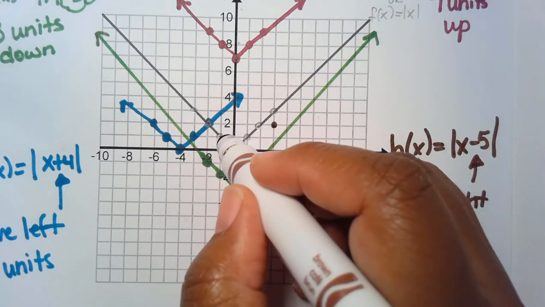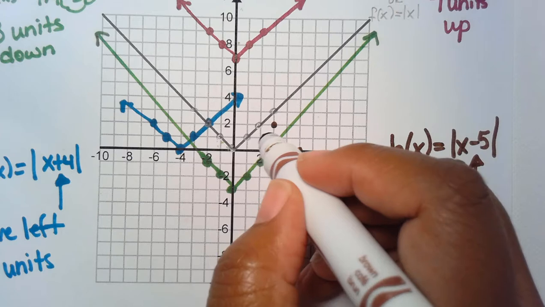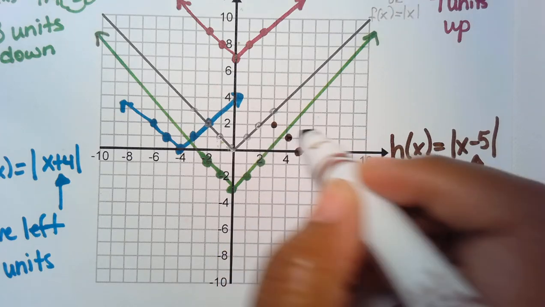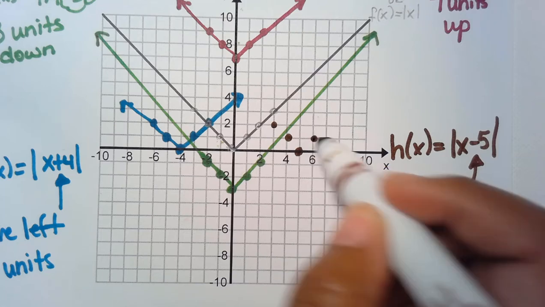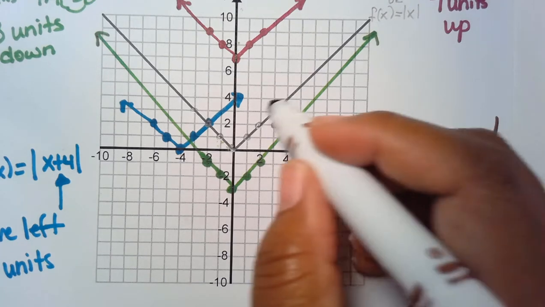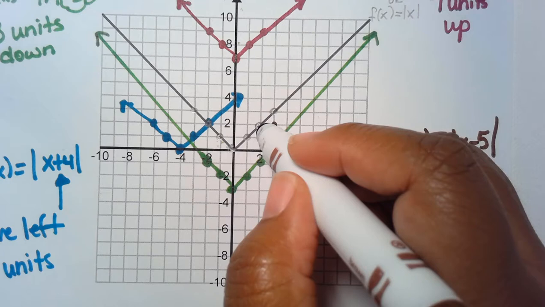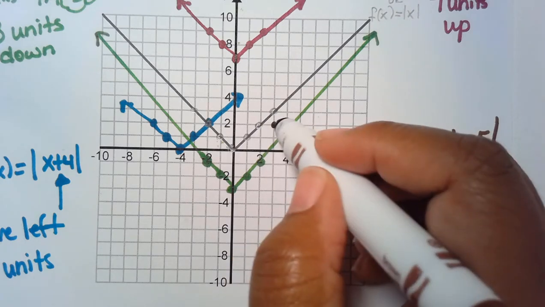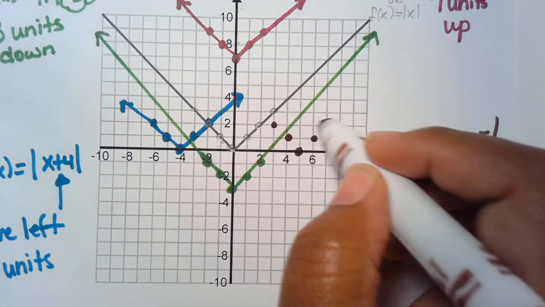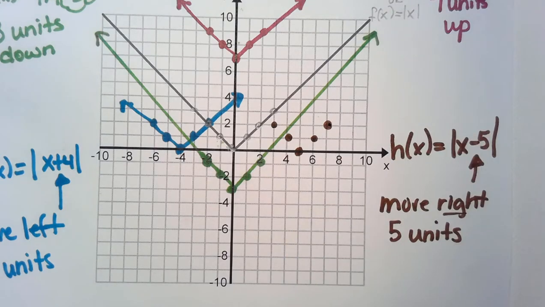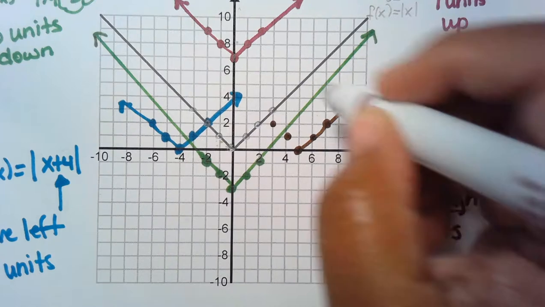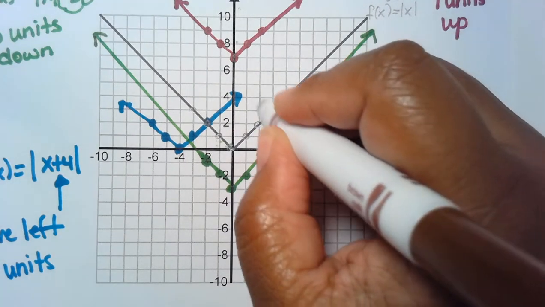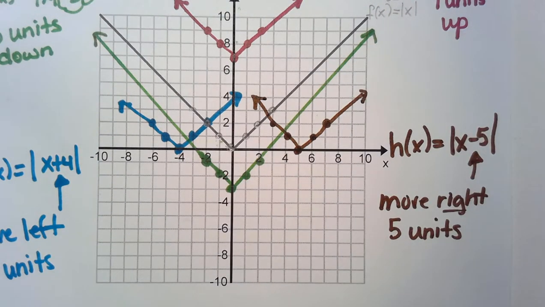Negative 1, 1, count over 5 units: 1, 2, 3, 4, 5. Then at 1, 1, count over 5 units. We will be at 6, 1. And then at 2, 2, count over 5 units to the right: 1, 2, 3, 4, 5. And then connect. So there we go.